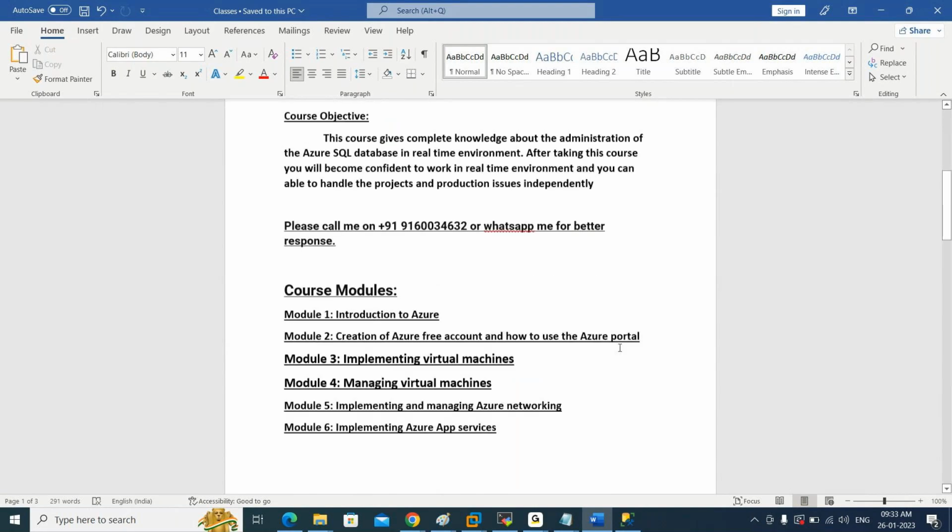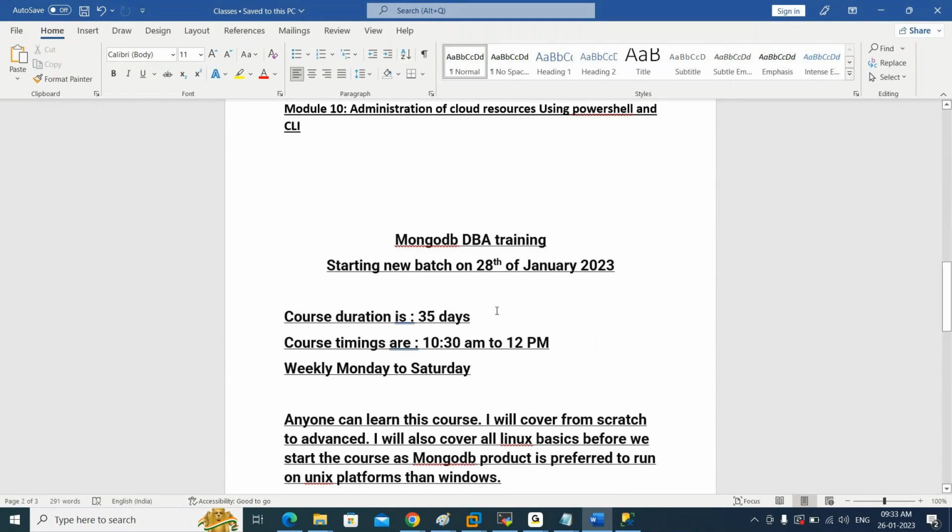I'm also starting MongoDB DBA classes on 28th itself. The course duration is 35 days and timings are 10:30 a.m. to 12 p.m., Monday to Saturday. This is also 6 days in a week.